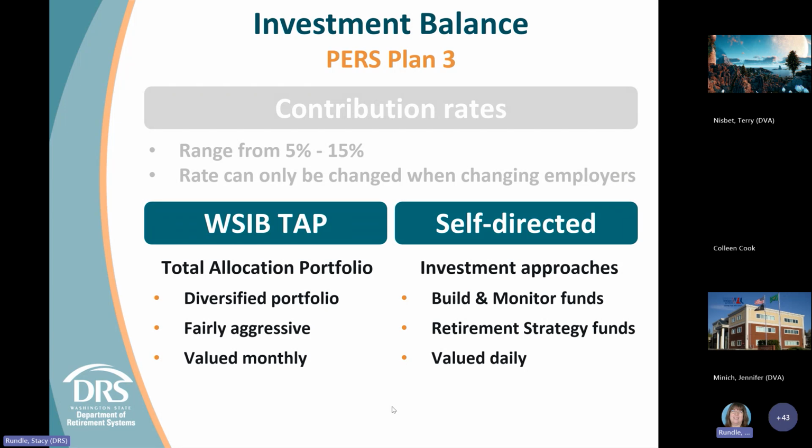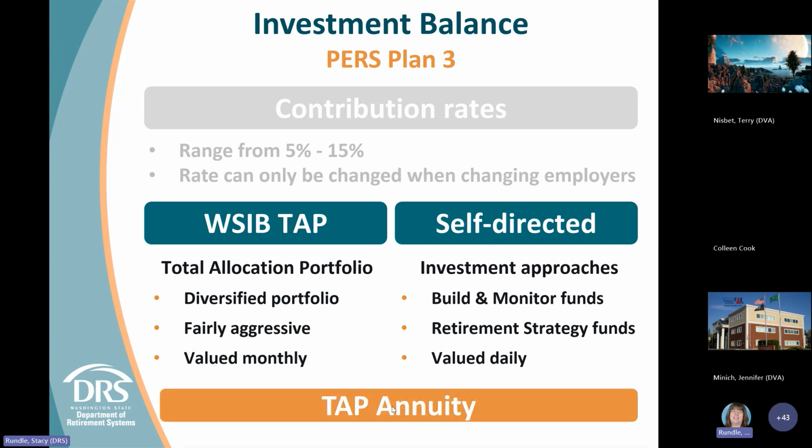Plan 3 offers the choice of 2 different investment programs, the Washington State Investment Board Investment Program, WSIB, and the Self-Directed Investment Program. You can change investment programs at any time by completing a form that's provided by your payroll office, or you can find it from the forms page of our website. You can also transfer funds between the 2 programs online or by calling the record keeper, Via Financial.